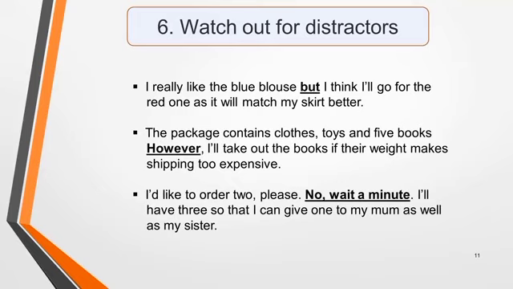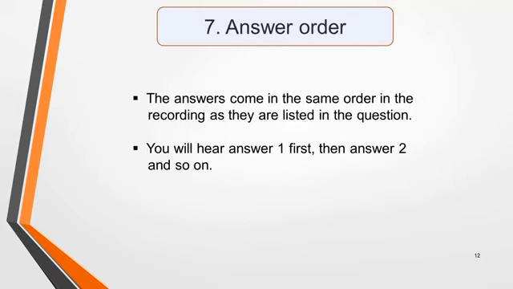The use of but and however are particularly common distractors, but there are many different words and phrases that can be used to change or correct a piece of information, so be alert for them. The answers to form completion questions come in the same order in the recording as they're listed in the question, so you'll hear answer 1 first, then answer 2 and so on.